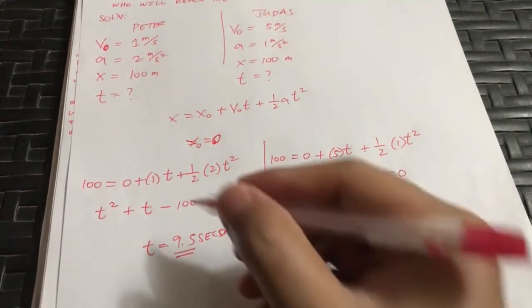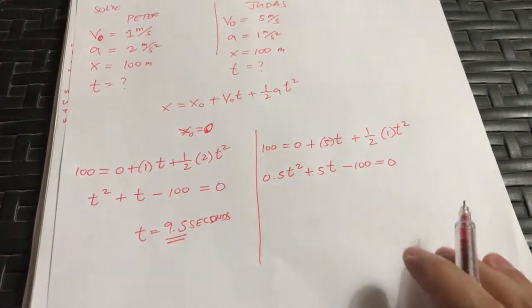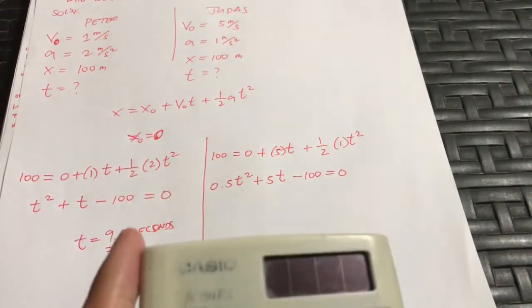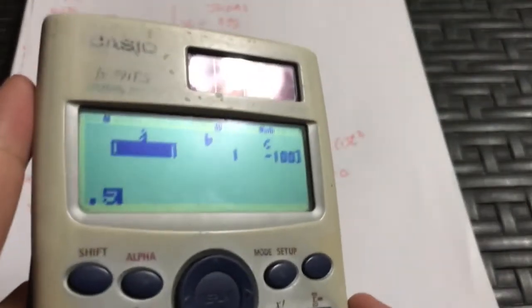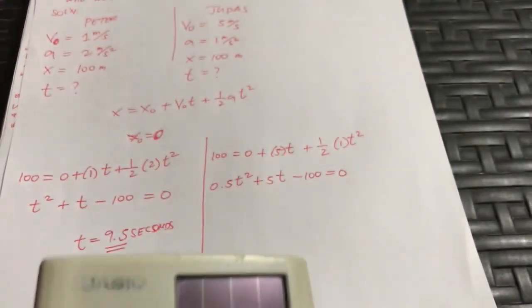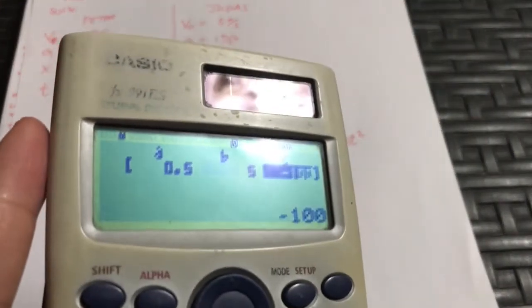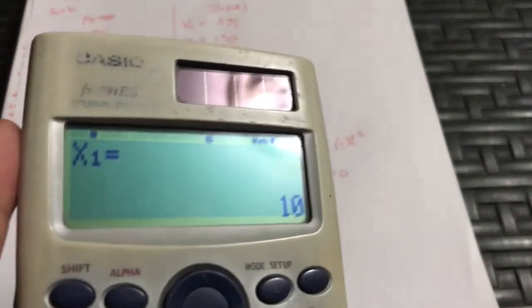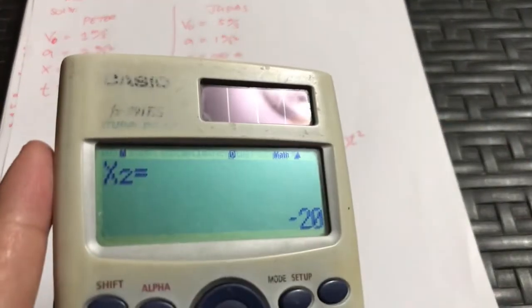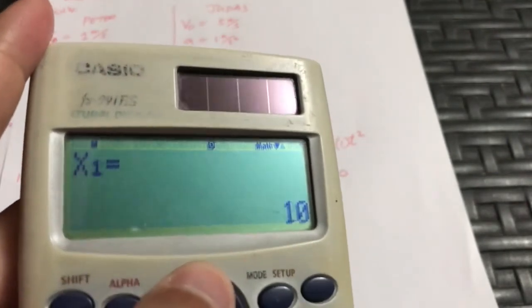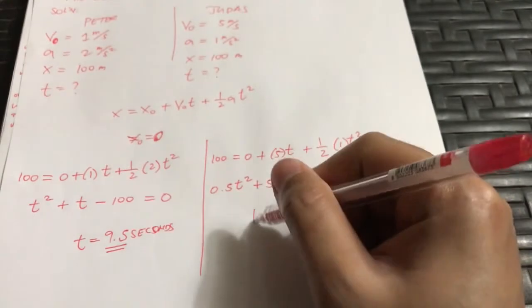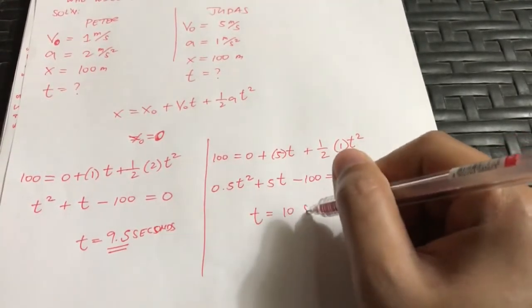Okay, let's move on with Judas now. We have 0.5, we also have 5, and then negative 100. So you have a time of 10 seconds, while the other time is negative 20. Consider only the positive time. So you have 10 seconds.